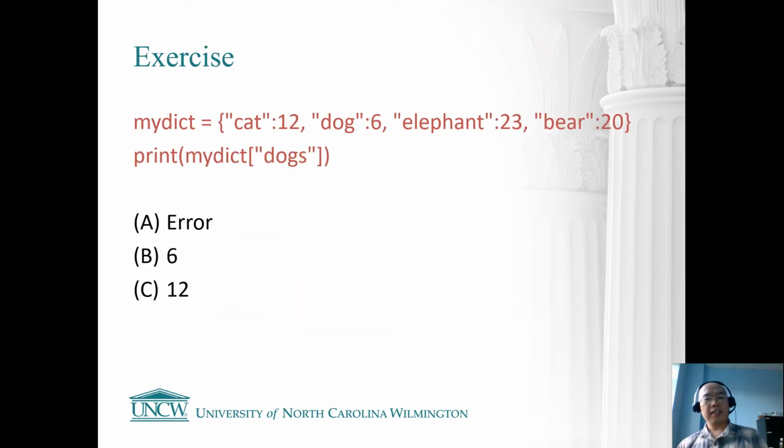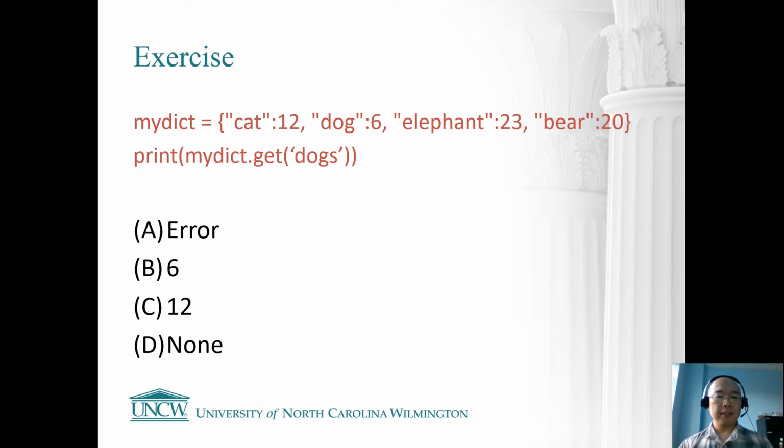Okay, so let's see a few more exercises. So we have my dictionary: cat 12, dog 6, elephant 23, and then bear 20. So if I want to print my dictionary dogs, what am I gonna have? It's gonna be A. Why? Because I'm using dogs. We don't have such a key dogs in our dictionary, and I'm grabbing the value using dogs without using get. So I'm gonna have an error.